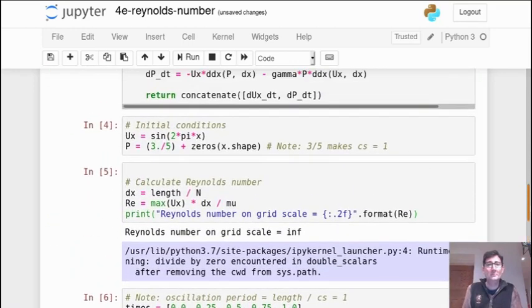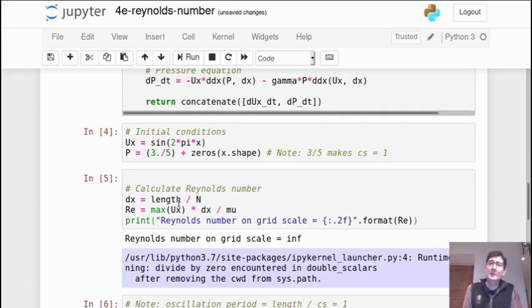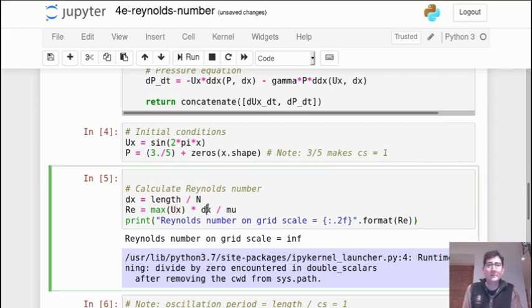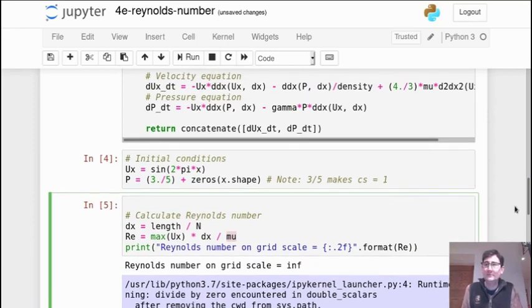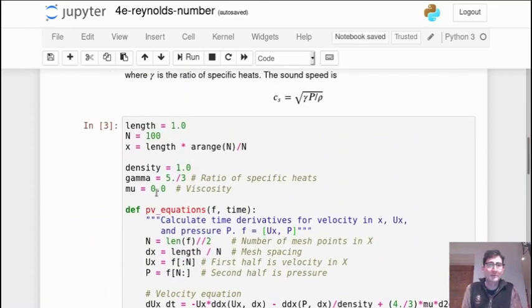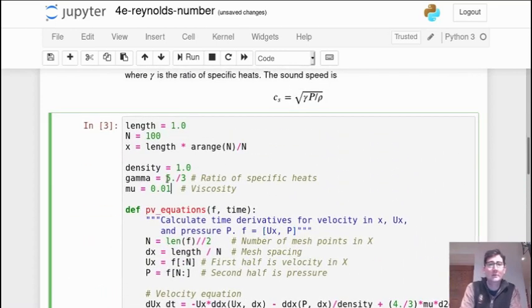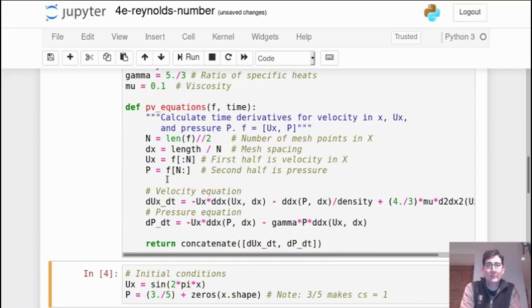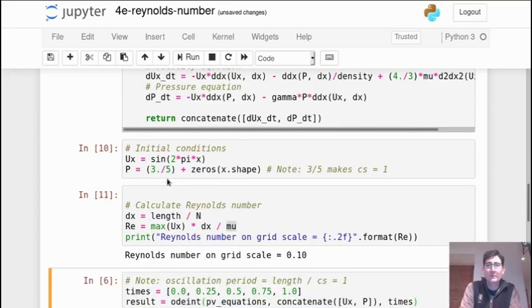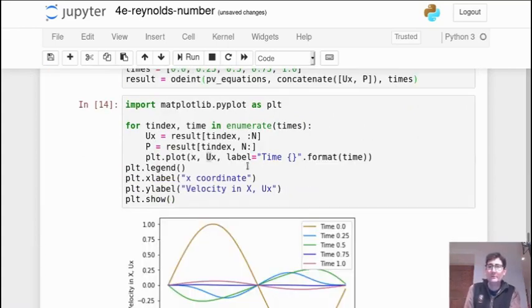And we argued previously that we need a Reynolds number of about 1 on the mesh spacing. So this has been calculated using the maximum velocity, the mesh spacing, and mu here. And this is not 1, it's infinite in this case. So we need some kind of dissipation. So I'll set this to 0.1, for example. So now I have a Reynolds number of 0.1, so it's smaller than 1. Now I can plot this, and this is what I get.